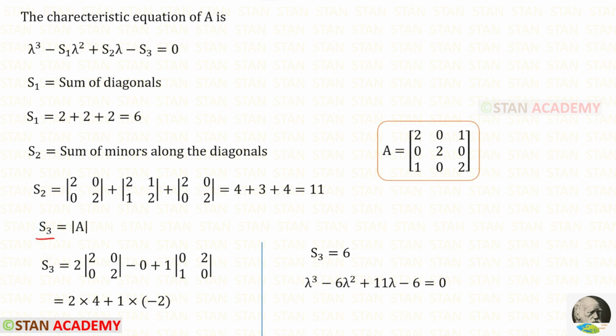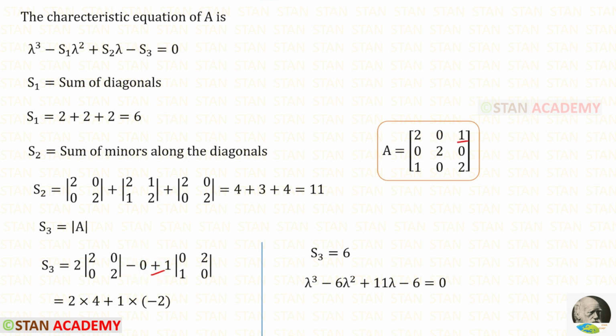S3 is determinant of A. 2 into we have to cut the row and the column. We have 2, 0, 0, 2. Then minus 0 into we have to cut the row and the column. But when we multiply any value with a 0, it will be 0 only. So no need to waste the time. We can just write 0.